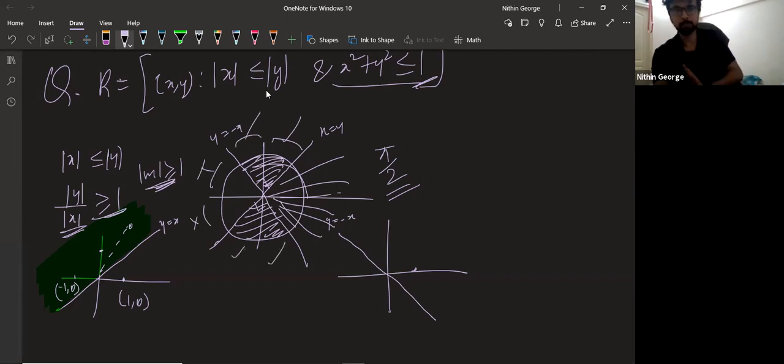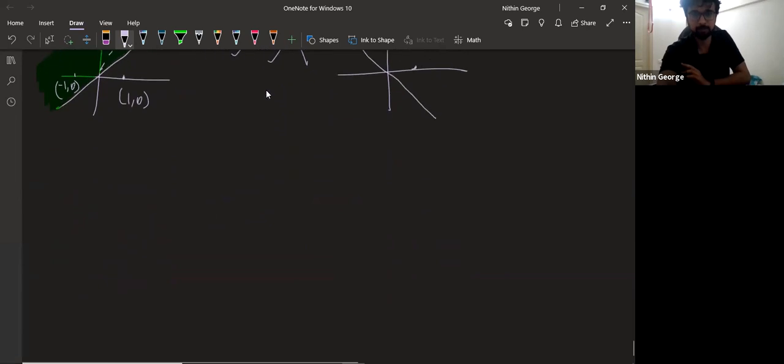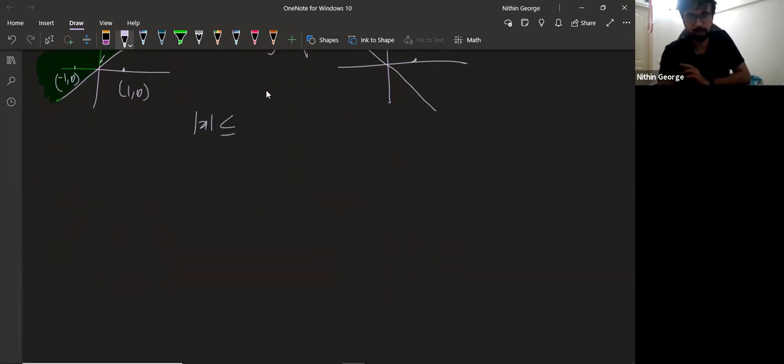So what I would suggest you do is you draw the lines first. When I say mod x less than or equal to mod y, okay, so I'll draw the lines first. So you'll get y equal to plus or minus x, 2 lines from this.